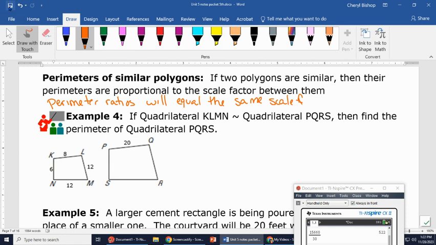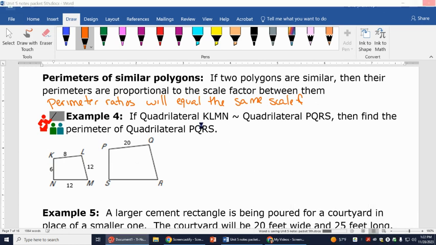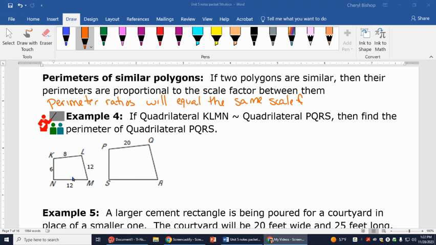Oh. Hold on. Oh no. All right, the same scale factor. Excuse you, please.